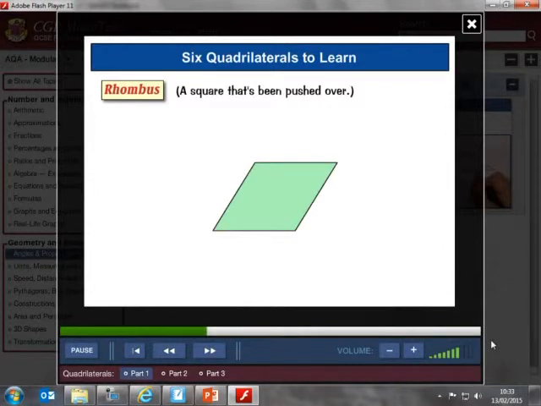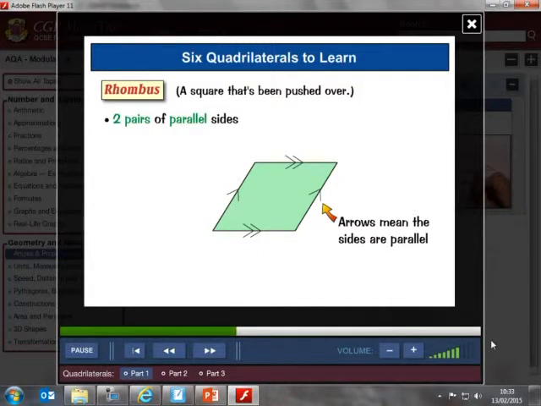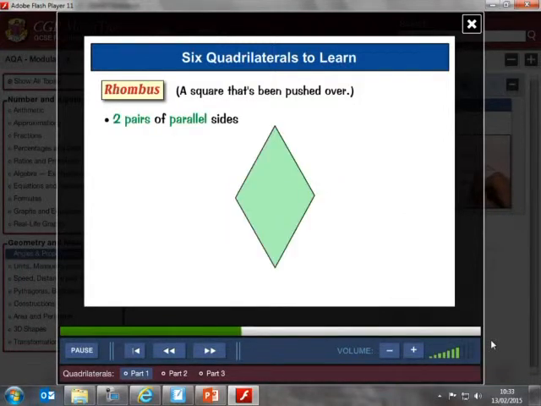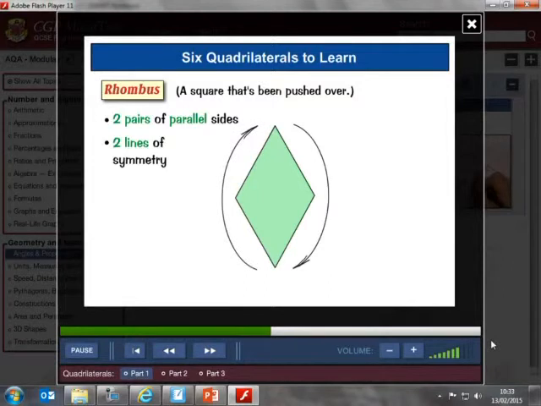Here is a rhombus. It's just a square that's been pushed over. These arrows here mean that the sides are parallel. This just means that they face the same way. So this side and this side are parallel, and as you see with these arrows, this side and this side are parallel. So it has two pairs of parallel sides. If I spin it around like this, you'll see why it's also called a diamond. It has two lines of symmetry, one here and one here. And just rotate it around. One position where it looks the same. Two positions where it looks the same as you rotate it all the way. So it has rotational symmetry order 2.